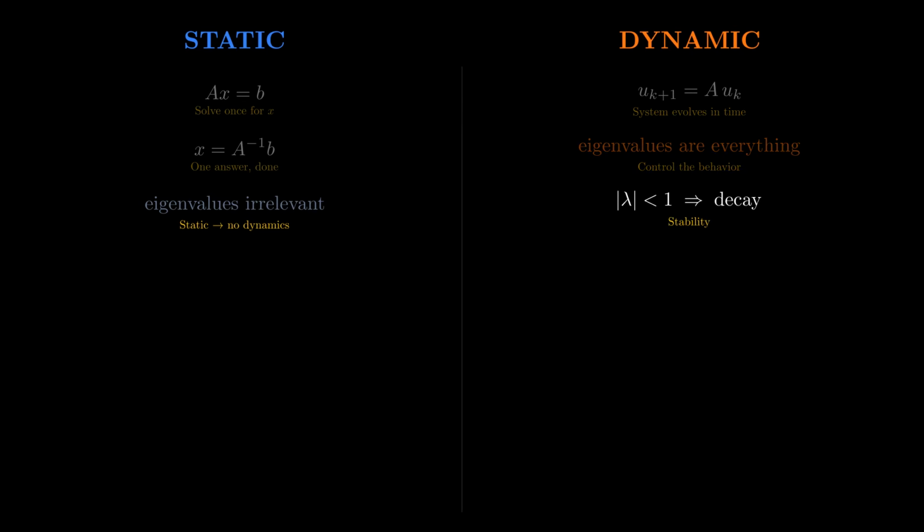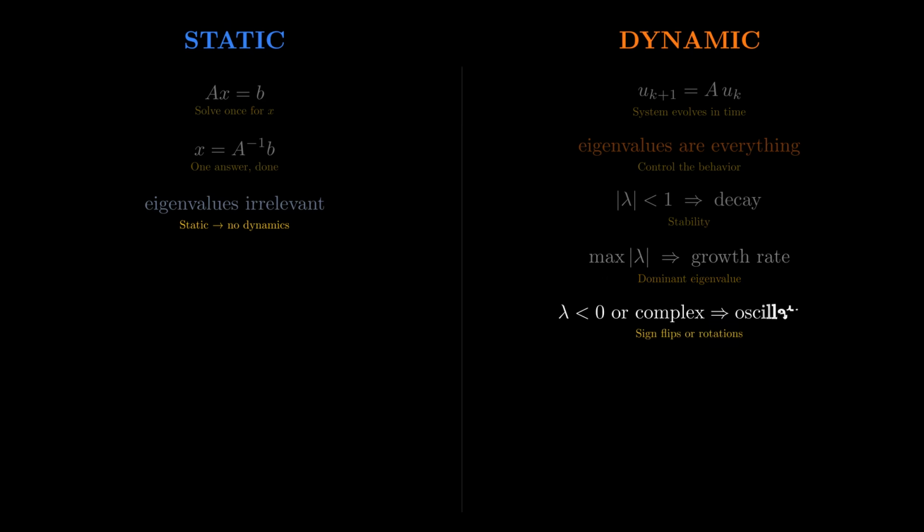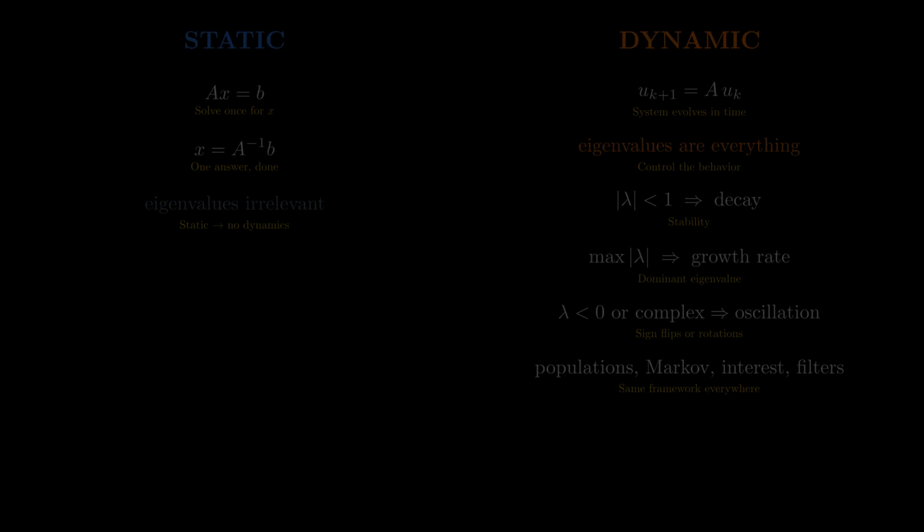Right? They tell you about stability. If every absolute lambda is less than 1, the system decays to 0. They tell you about growth. The largest absolute lambda sets the rate. They tell you about oscillation. Negative or complex eigenvalues produce sign flips or rotations. Fibonacci is just one example. Population models, Markov chains, compound interest, and digital filters all live in this same world.